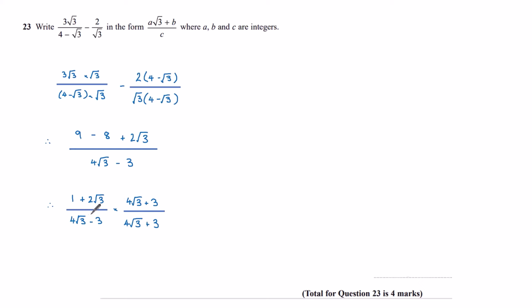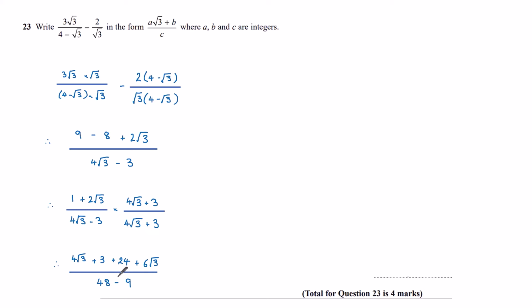So now, simplifying the numerator, 1 times 4 root 3 plus 1 times 3 plus 2 root 3 times 4 root 3, that's 8 times 3, which is 24, plus 2 root 3 times 3 plus 6 root 3, and that's over the denominator, 4 root 3 times 4 root 3, which is 48, minus 3 times 3, which is 9. And that's because when we choose this value to rationalize the denominator, we are subtracting 3 times 4 root 3, so those terms will cancel.